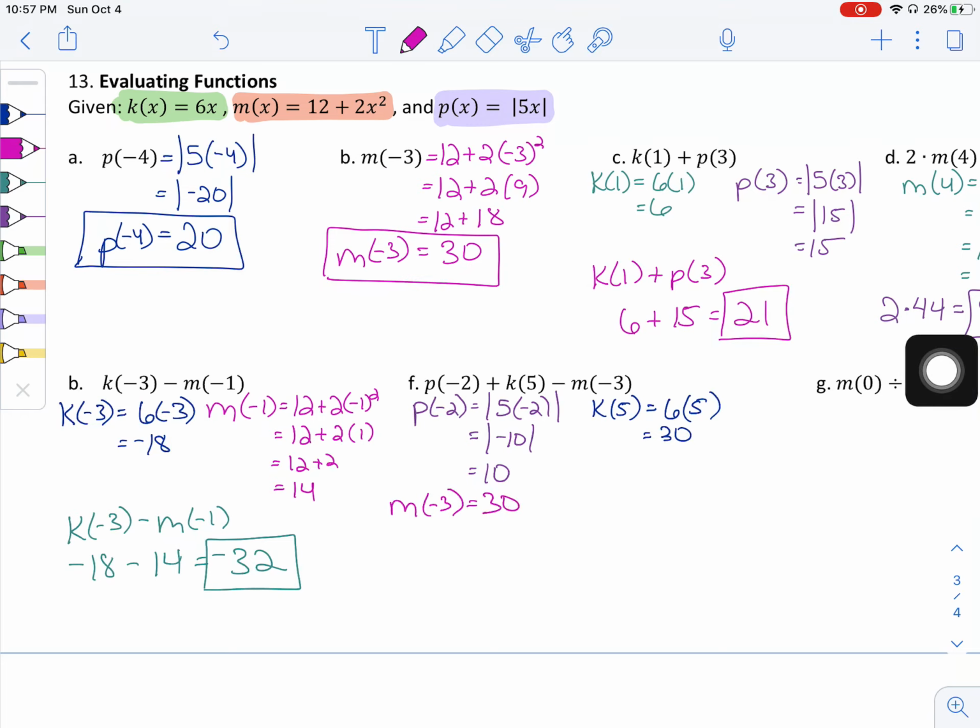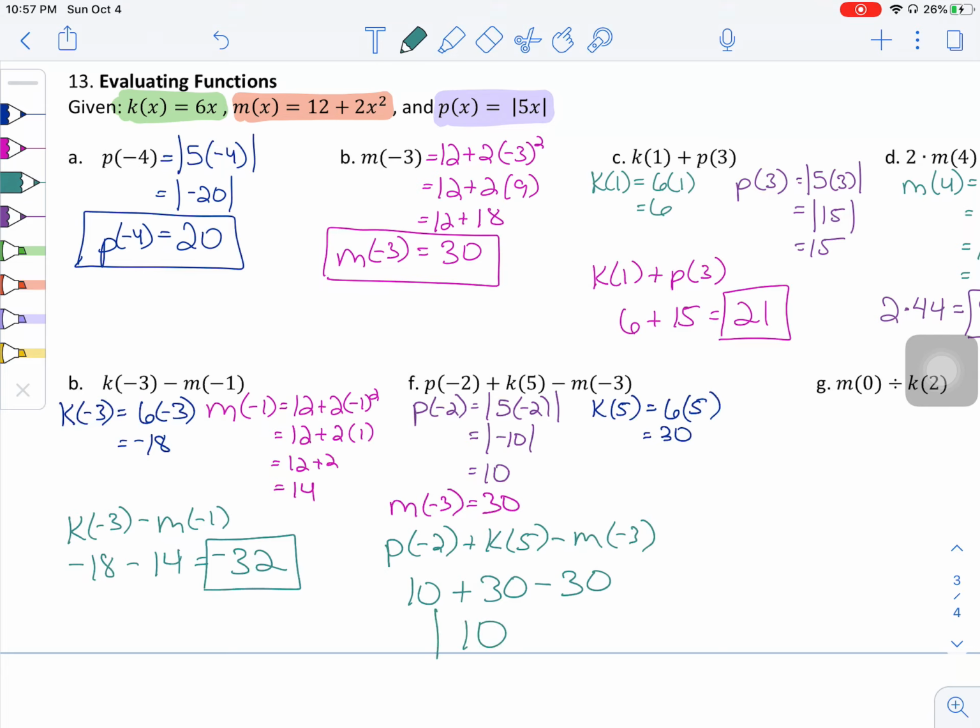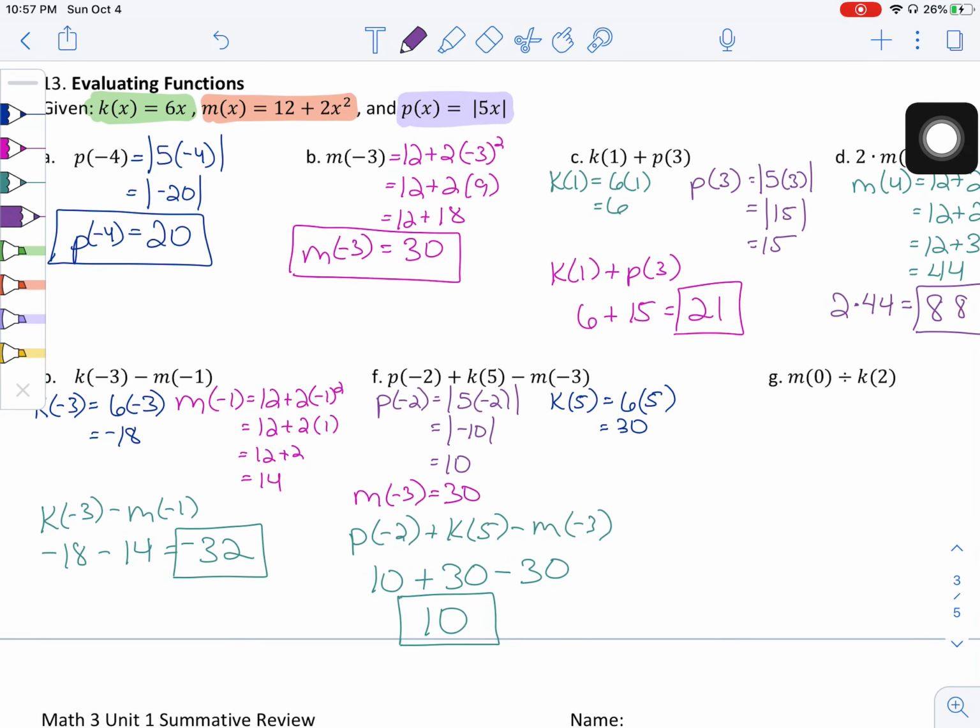Totally fine. So then if we look at the function, we've got p of negative 2 plus k of 5 minus m of negative 3. Well, p of negative 2 is 10, plus k of 5 is 30, minus m of negative 3 is 30. So 10 plus 30 minus 30 is just 10. Okay, we've got one more to go here for part G.